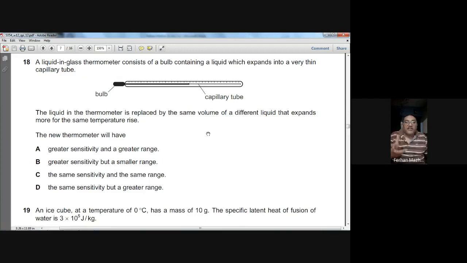Because a smaller change in temperature will make it reach the end of the thermometer, since it's expanding more. So the thermometer will be more sensitive, no doubt, but its range will be less. So B is the option, greater sensitivity but a smaller range. Question number 18, B is the choice.